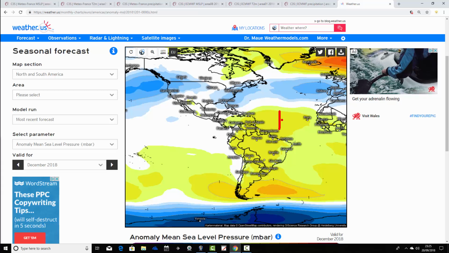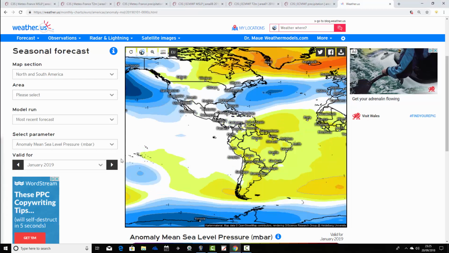The Azores high is pushed way to our south. We've got low pressure here in the place of the Azores high. We've got high pressure there to our northeast. So again, you can see just how extensive a blocking signal is, and that would be undoubtedly a cold December if that came off. That's January.